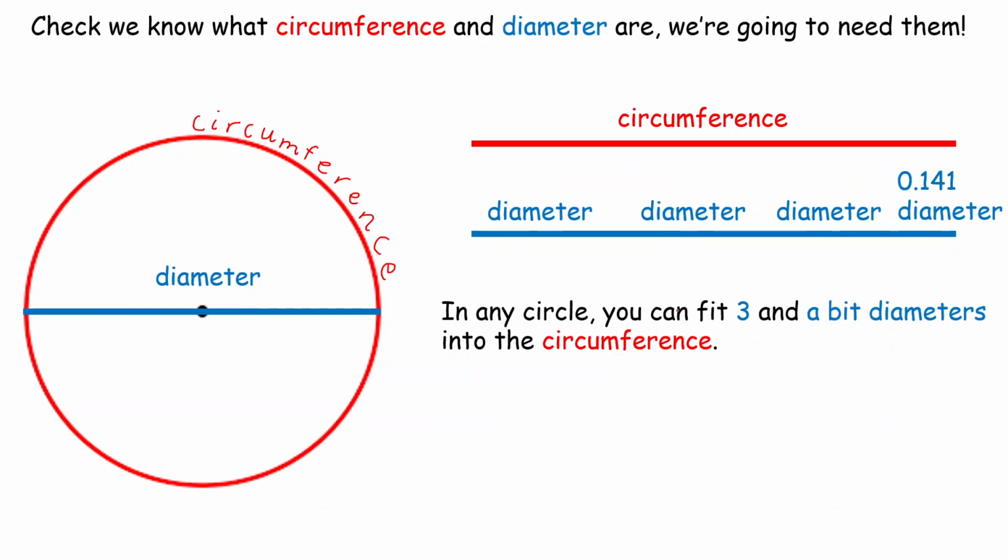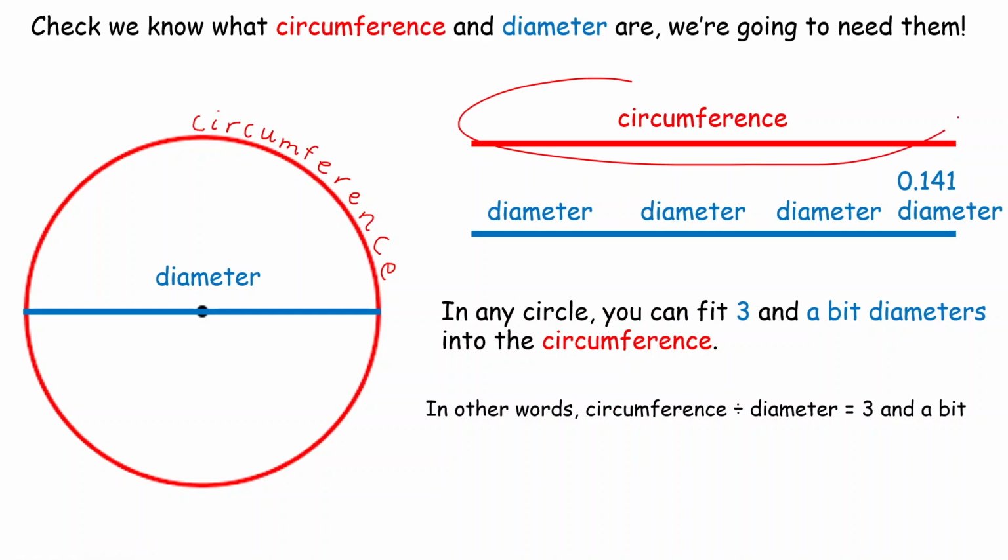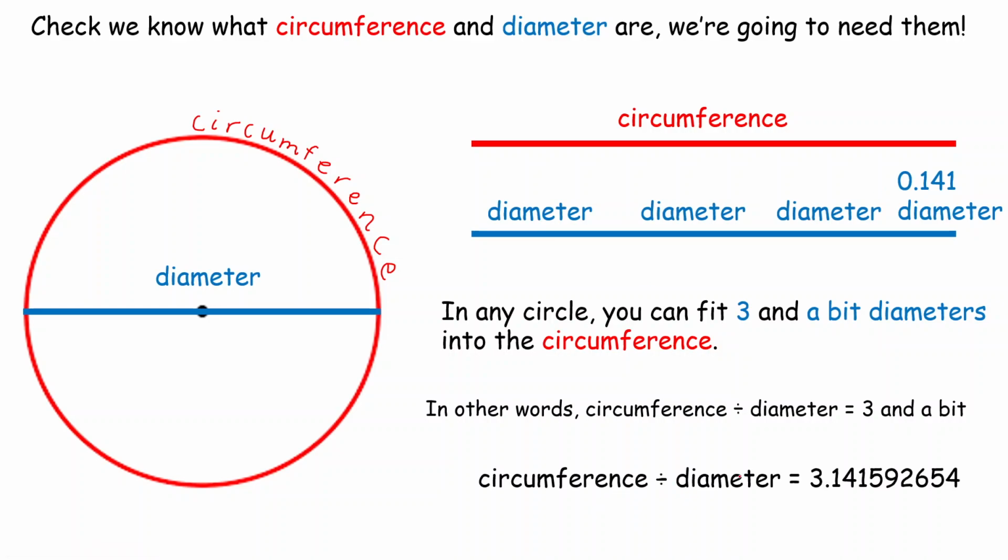Now, in other words, you can say that the circumference divided by the diameter is 3 and a bit. So 1, 2, 3 and a bit. Okay, so the circumference divided by diameter is 3, and the a bit being 0.141, so 3.141. But actually, if you did divide it, that decimal would keep going on forever and ever. It doesn't terminate. So you get 3.141592654, and it would just keep on going, and it would never stop.